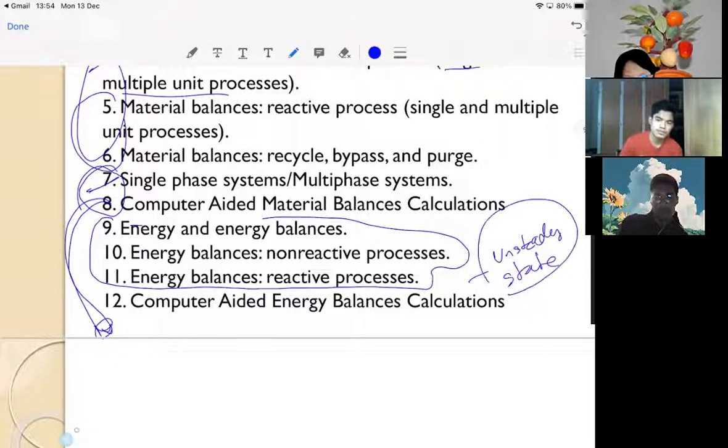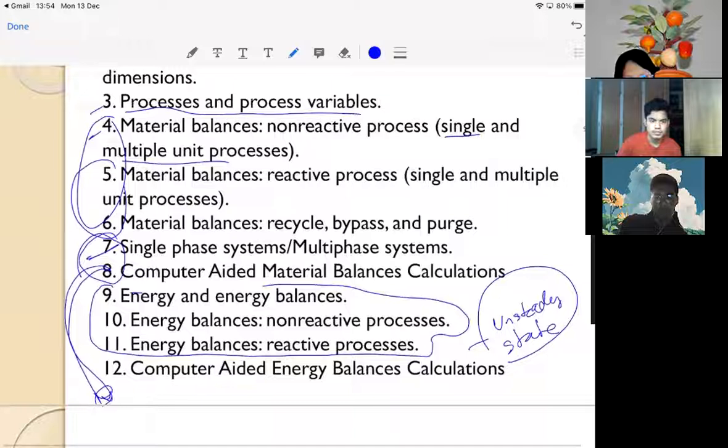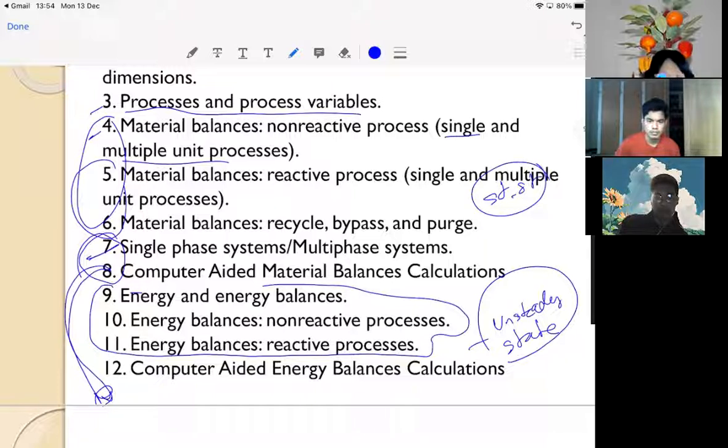Most of the time, topic 4 to topic 12, we talk about the steady state. There is no accumulation term for this case. For the case with no accumulation term, we talk about the steady state system. But in the last topic, I will also introduce you to the unsteady state. We have input, output, generation, consumption, and also accumulation.